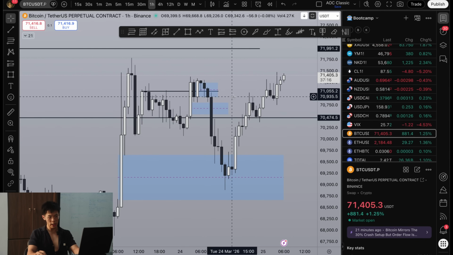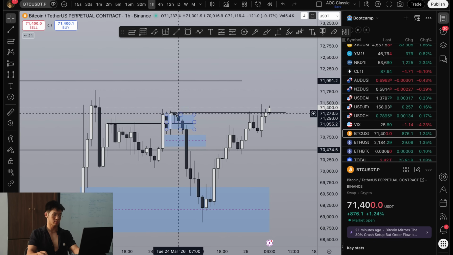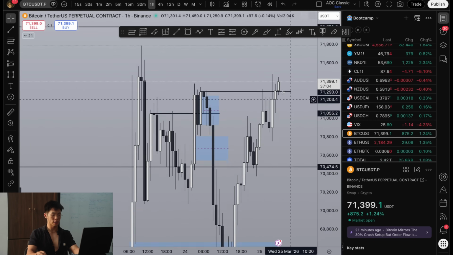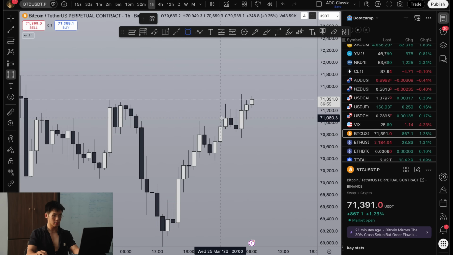Instead, it's happening today. Besides that, it's also worthy to know that we have now confirmed a 1 hourly bullish CISD. Even though the daily chart is pointing towards the downside, because of the 1 hourly chart, I think we should be looking for a trade towards the upside. Even though we're running into a non-news day today, I think it's going to be pretty straightforward.